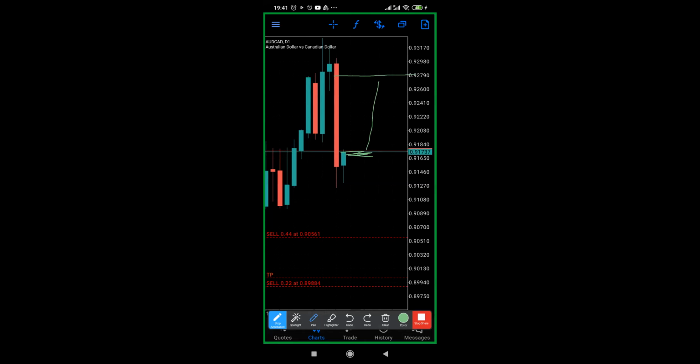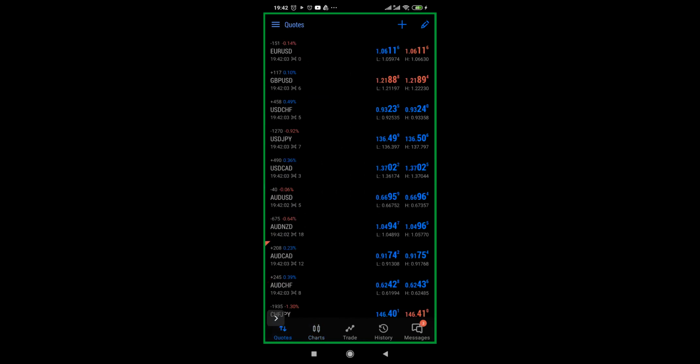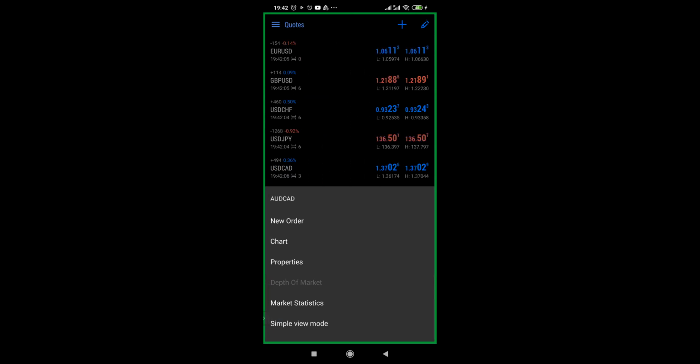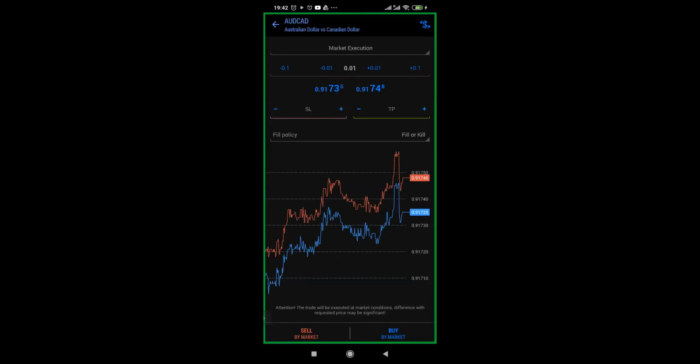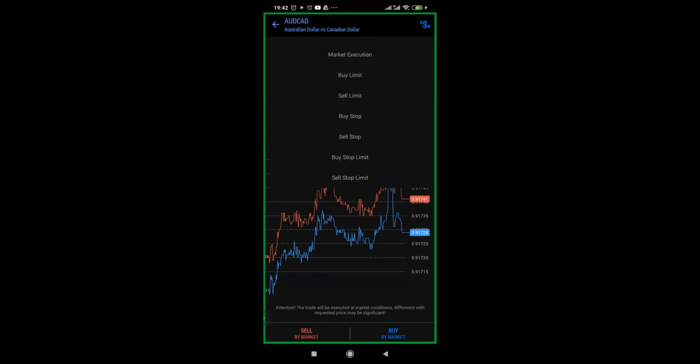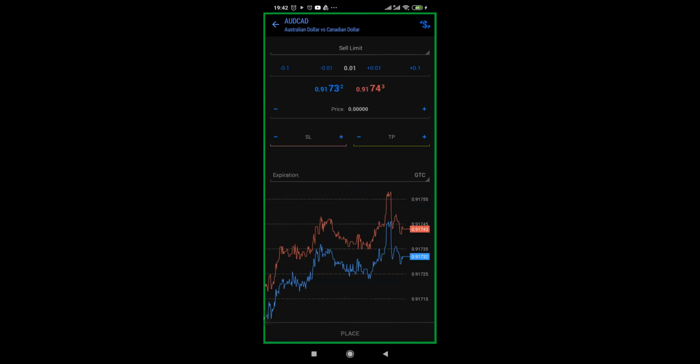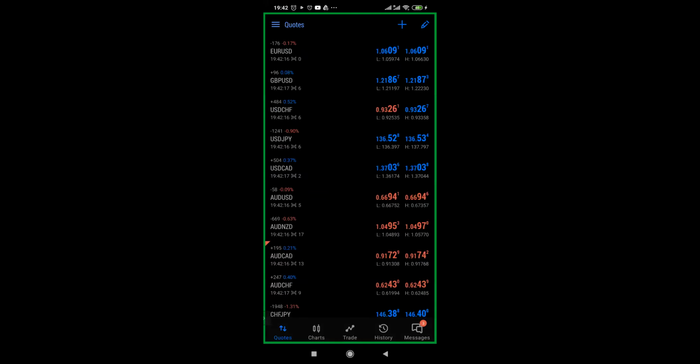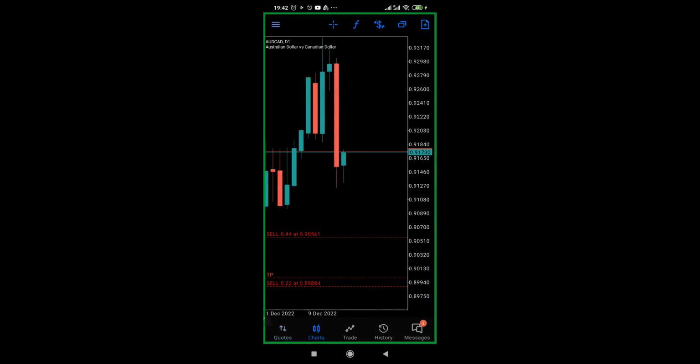So how do I do that? You want to open a new trade. Go to your quotes, tap on the currency pair, and click on new order. Then click on market execution, and select sell limit. What price point did you say you want to look at? 0.92790.